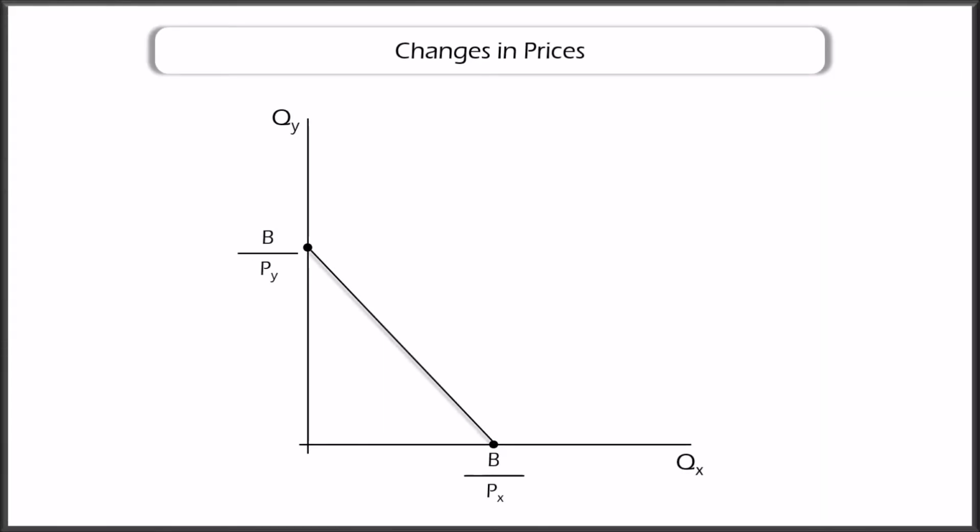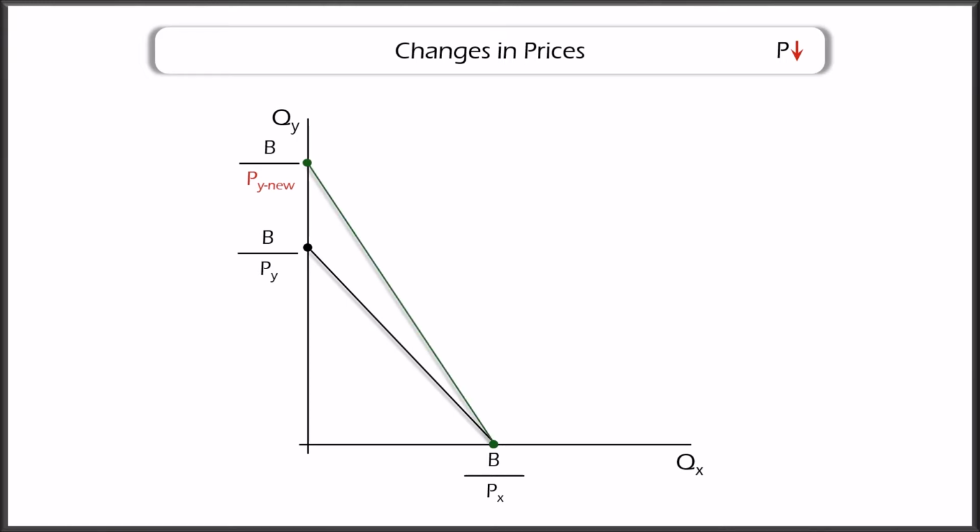How would the consumption possibilities of an individual change if the price of one product decreased? Let's assume that the price of product Y decreases while the price of product X stays the same. A smaller denominator leads to a higher value for this intercept. The X-intercept doesn't change because neither the budget nor the price of X have changed.